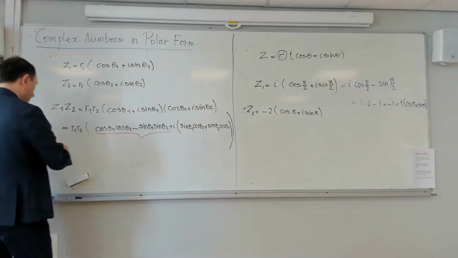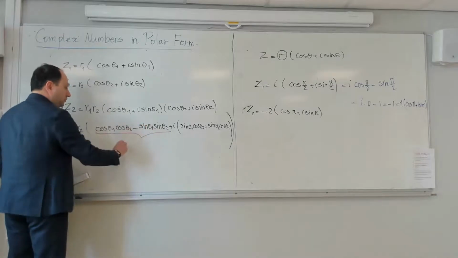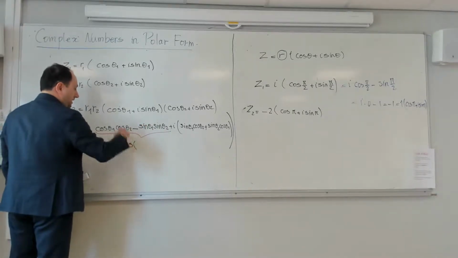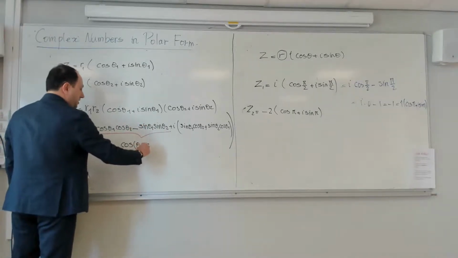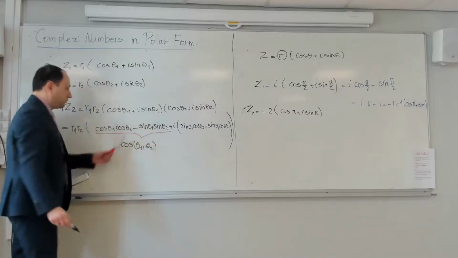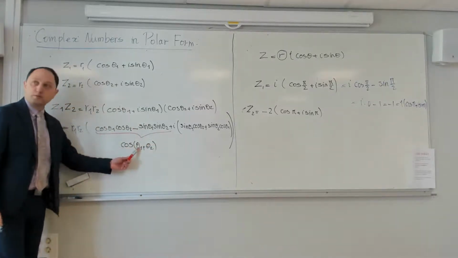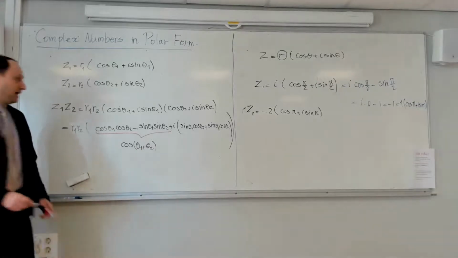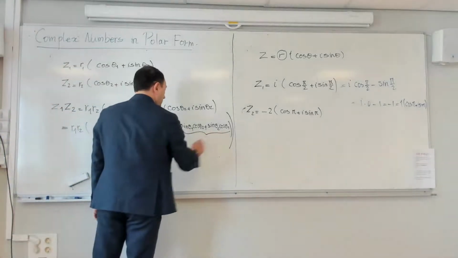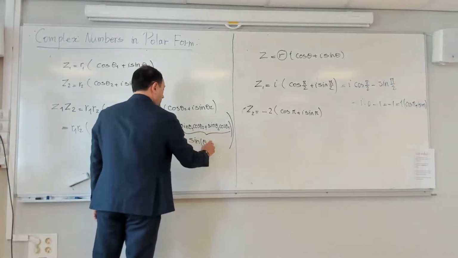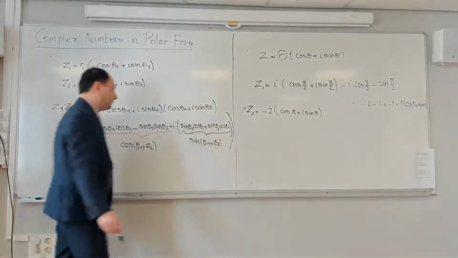So now that you know the formula, you can go to the formula sheet. And if you trust me on that, this becomes cosine theta 1 plus theta 2. Even if this is negative for cosine, it becomes cosine theta 1 plus theta 2. And the same thing happens here. It becomes sine theta 1 plus theta 2. So this is the nice pattern that we were looking for.